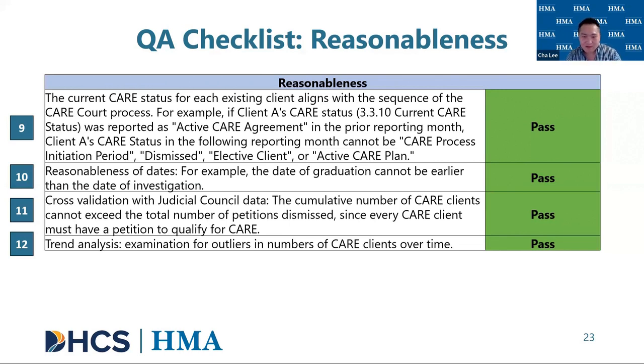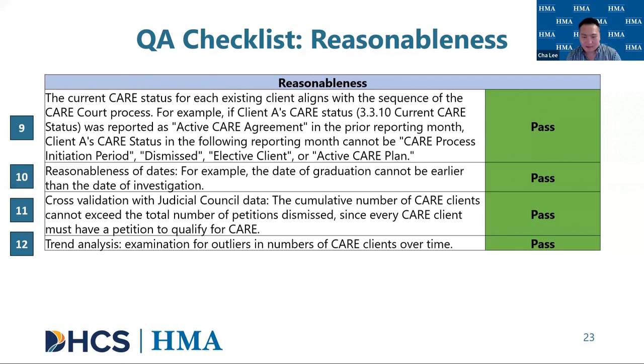Element 10, this one we basically are going to look at all the date variables, and then we're going to check for reasonableness. For example, if we take the date of graduation, that date cannot be earlier than the date of investigation. If we find an issue like that, we're also going to be reaching out back to the county.